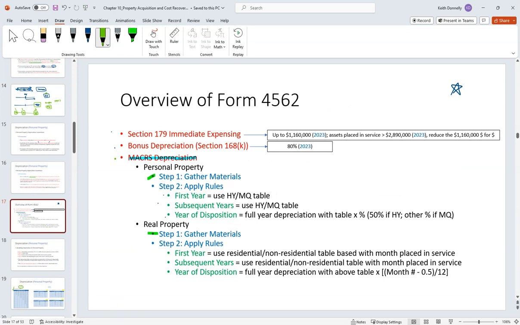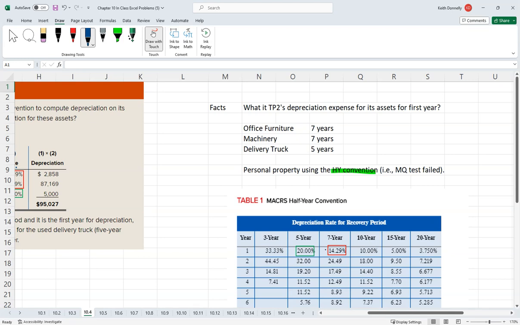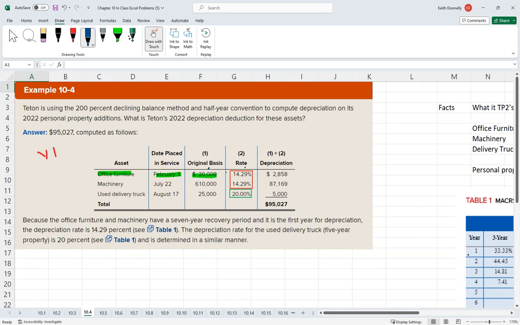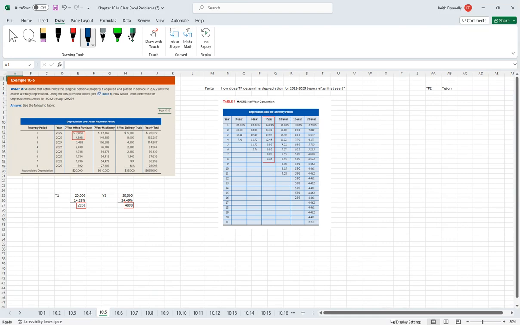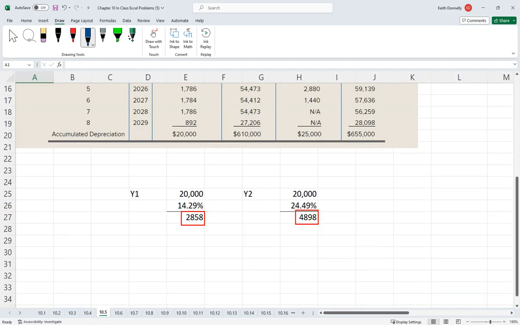Well, essentially, we use the table. What I mean by that is, hey, 20,000 times 14.29. We're looking at 7-year property, first year of depreciation. There we go. Simple equation. Multiply them. There's the first year of depreciation: 2,858.